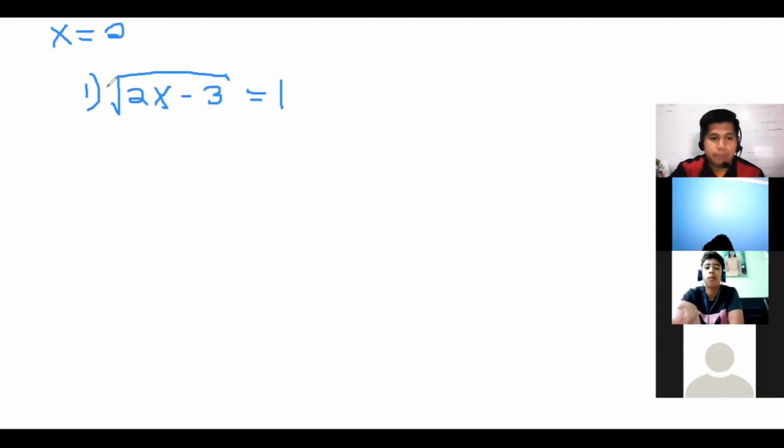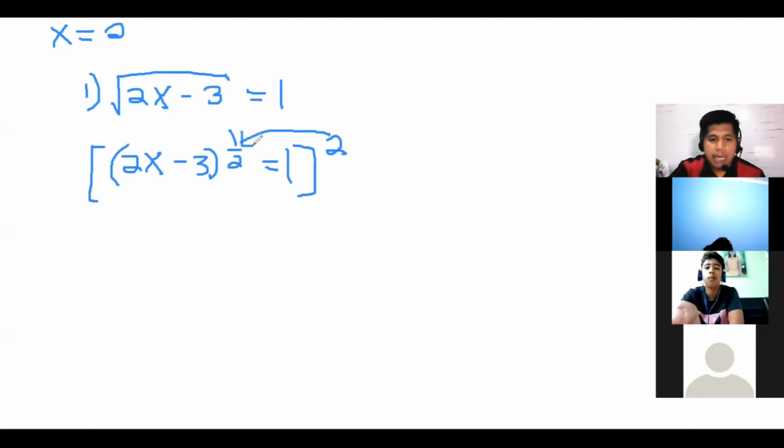So now let's proceed with the solution. The first thing is that we're going to express this term, the square root of 2x minus 3, in its exponential form. So that will become the quantity of 2x minus 3 raised to 1/2 equals 1. Since our power is 1/2, the denominator is 2, we're going to raise the whole equation to 2. So on the left we have the quantity of 2x minus 3 raised to 1/2, all raised to 2. On the right side of our equal sign, that's going to be 1 raised to 2.